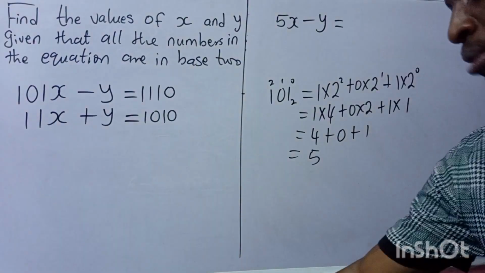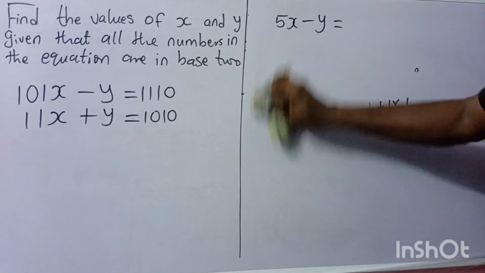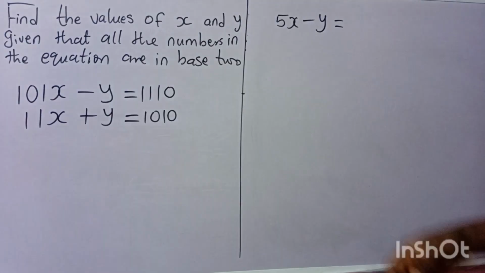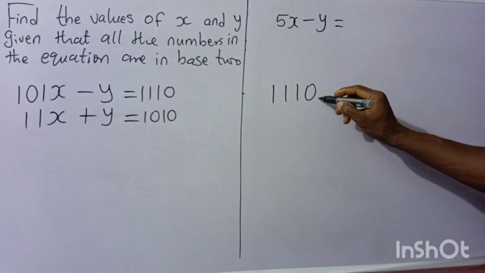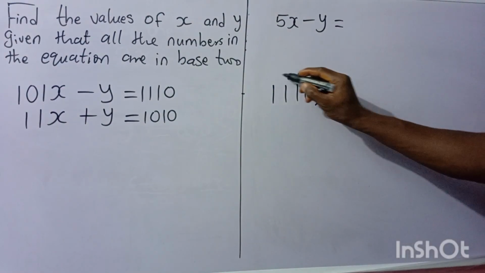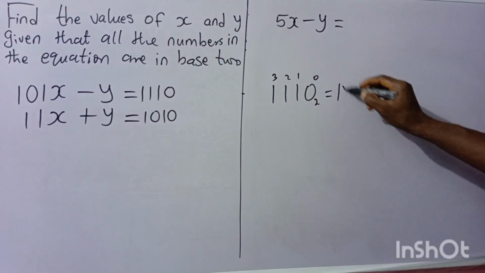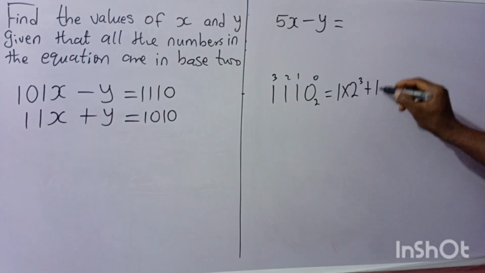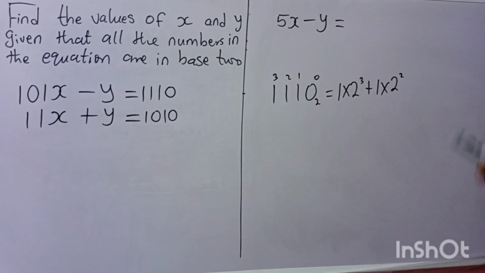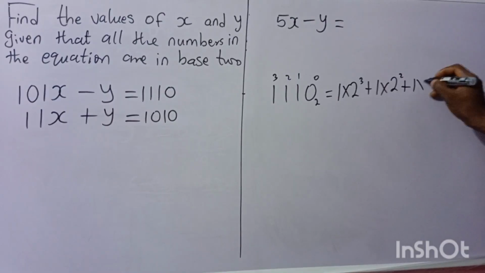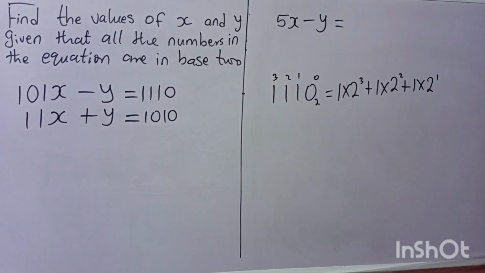equal to, so now to convert 1110 to base 10, 0, 1, 2, 3. 1 multiplied by 2 to the power 3, plus 1 multiplied by 2 to the power 2, then plus 1 multiplied by 2 to the power 1, plus 0 multiplied by 2 to the power 0. Remember that anything raised to power 0 is equal to 1.